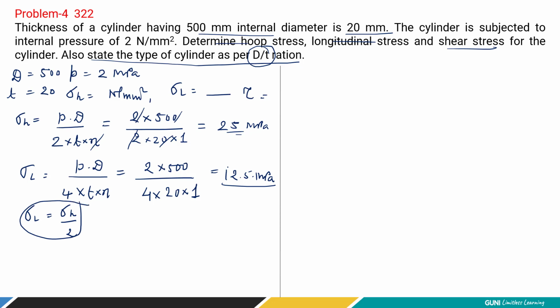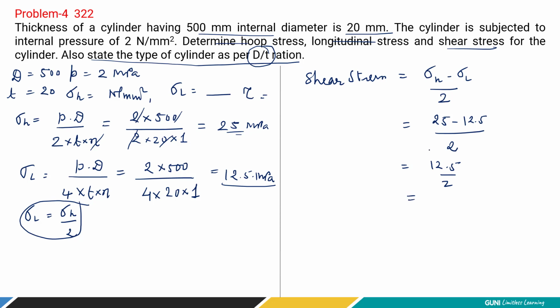Now let's find out the shear stress. Shear stress is simply hoop stress minus sigma L, divided by 2. So sigma H, that is hoop stress, is 25 minus 12.5, divided by 2. So 12.5 divided by 2 comes out to be 6.25 megapascal. So this is the shear stress.